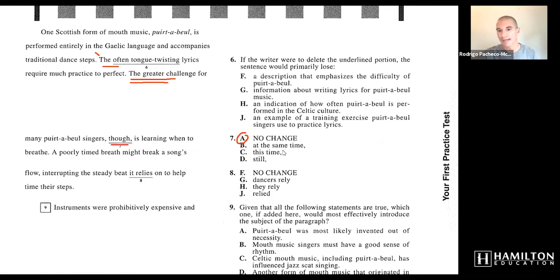B, at the same time, this might be used for additional information. Again, that's not the relationship that we have here. We can get rid of B. C, this time, this suggests events in time, but there's no indication that that is the case here. We can eliminate C. And D, still, this is used for concessions. And we're not making a concession here. Again, we have a contrast. And that's why we would eliminate D.